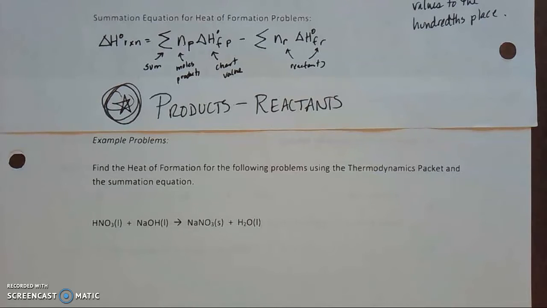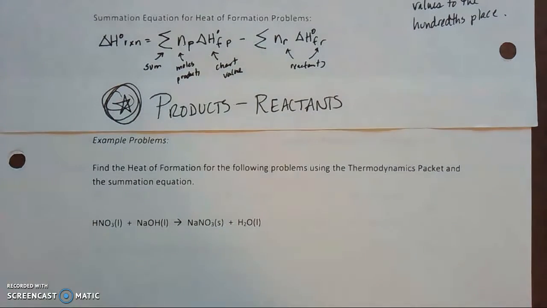Hello, this is lesson 4, video 2 for Unit 2 Thermochemistry in Chemistry 2. In the last video we came up with this summation equation for heat of formation problems. So we're going to look at two example problems, and they are listed here. You're going to need your purple packet ready to go.